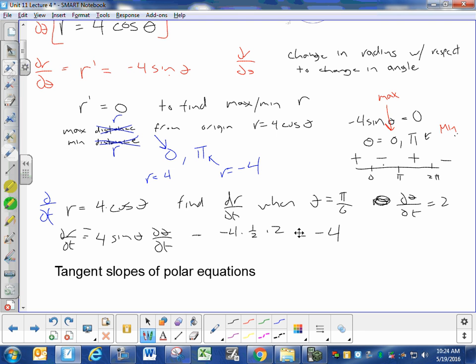So we're changing our radius at this angle at this amount per second or minute or whatever t is in. Okay? I just made it up. It'll be something given to you, usually.